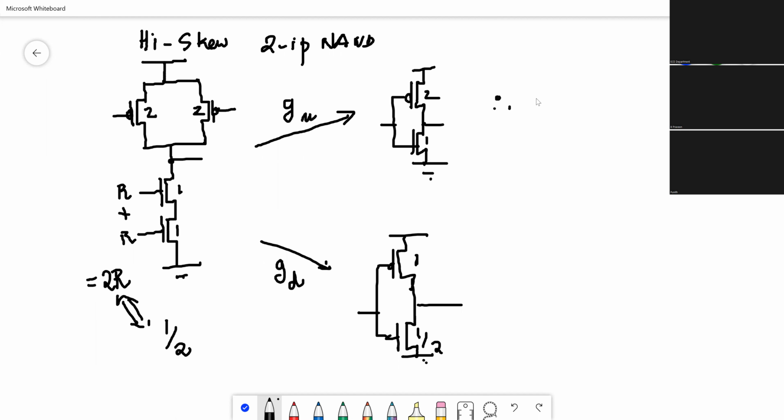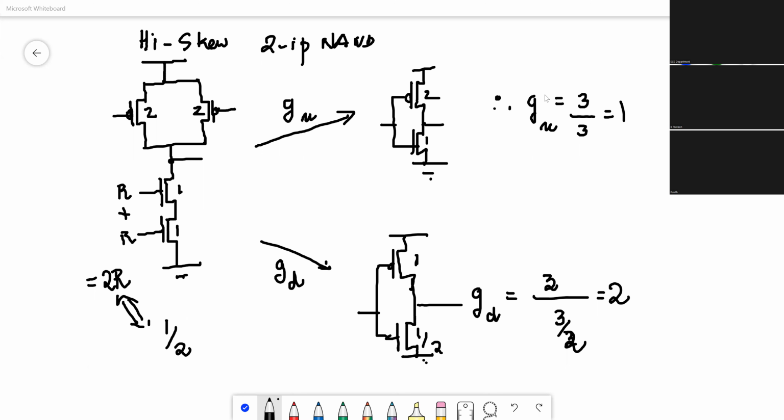And once we have the sizes, we can write GU equal to input capacitance of my gate, which is 2 plus 1, 3, divided by 2 plus 1, 3. 3 by 3 equals 1. And GD equals input capacitance of my gate divided by 1 plus 1 by 2, or 3 by 2. Again, we see the same thing. One transition, the NAND gate has improved.